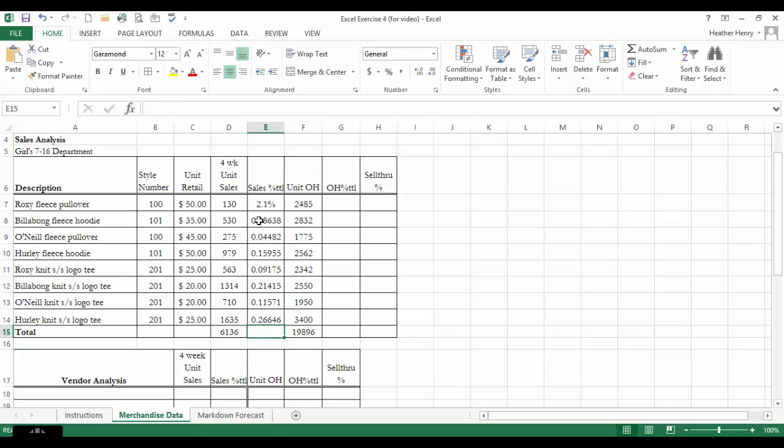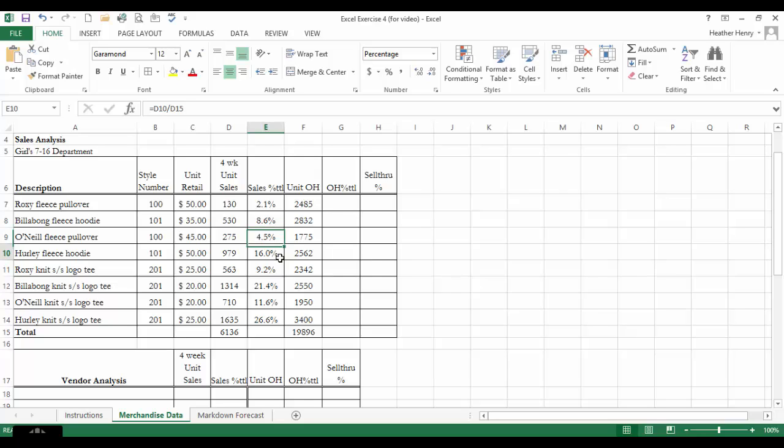We need to now reflect all of these in a percent as well, so we will highlight these, use a percent style on them, and make sure we expand by one decimal place. So now we can see the Roxy Fleece pullover accounted for 2.1% of our total sales. The Billabong Fleece hoodie accounted for 8.6% of our total sales. The O'Neill Fleece pullover represented 4.5% of our total sales.